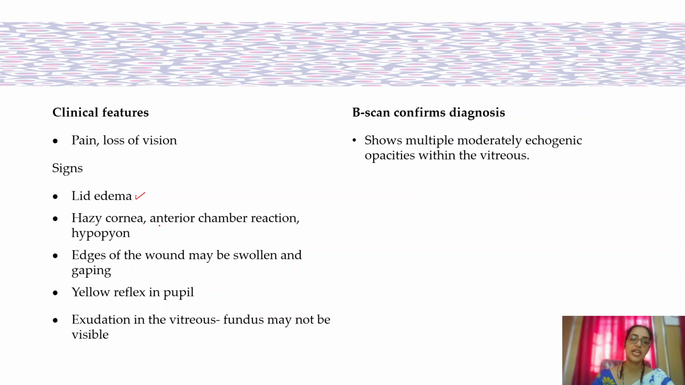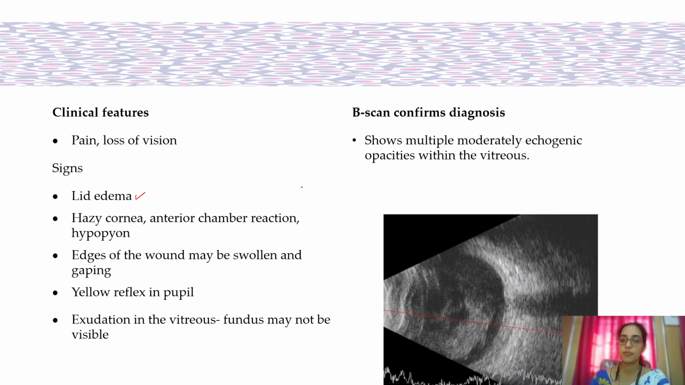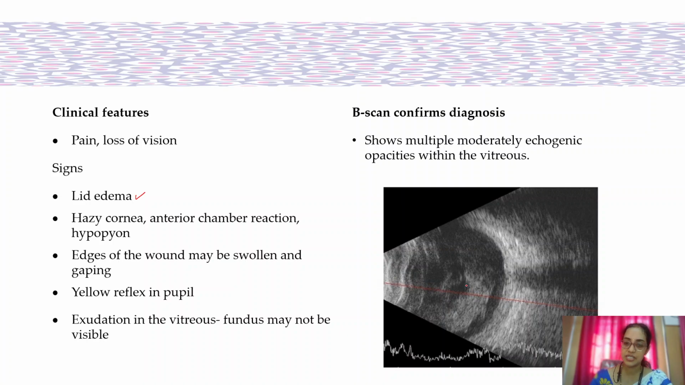The cornea is usually hazy. There is severe anterior chamber reaction with a hypopyon. The edges of the wound may be swollen and gaping. There is a yellow reflex in the pupil, and there is exudation in the vitreous. Okay. B scan confirms the diagnosis, and shows multiple moderately echogenic opacities within the vitreous. So this is a lot of exudation in the vitreous.